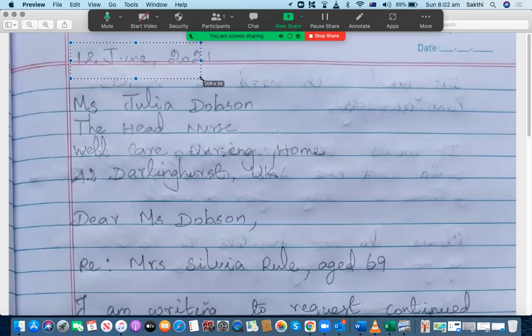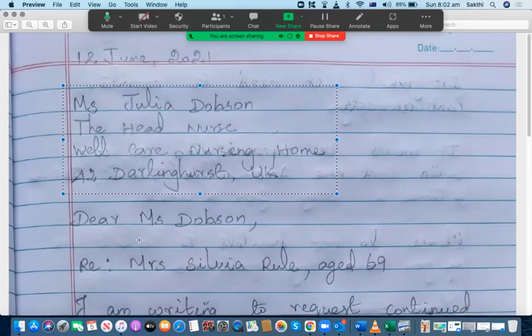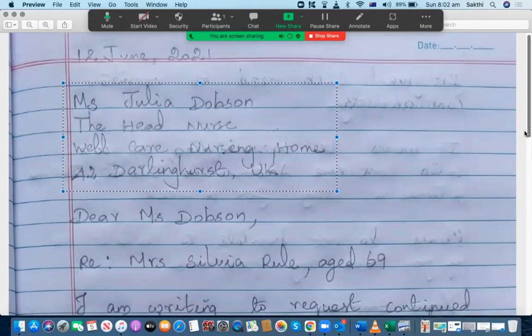So she has written the date on the top. I'm happy with that. So that's in the correct format. But you don't need to place a comma, but it is still okay. It's not a grammar mistake, actually. And then she has written the recipient's contact details, otherwise known as the addressee's contact details, clearly. I'm happy with that. So it's Miss Julia Dobson, the head nurse, WellCare Nursing Home, 42 Darlinghurst, UK. So that's good. I'm very happy with that.